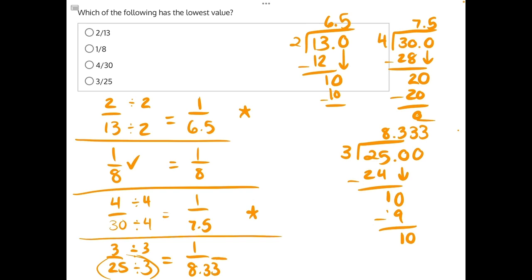So now I'm going to take all of our denominators and stack them vertically on each other so we can check their value. We have 8, 8.33, 7.5, and 6.5. Now that we have all of our denominators stacked up, remember that we are looking for the lowest value, which means we are looking for a higher number, because the higher the value of a denominator, the less the overall value of the fraction is. So be very careful with that.